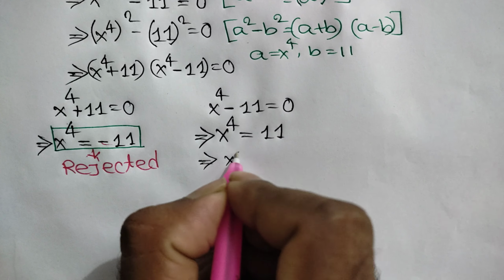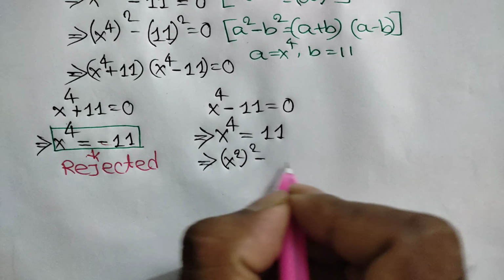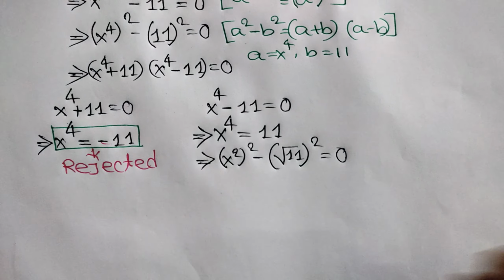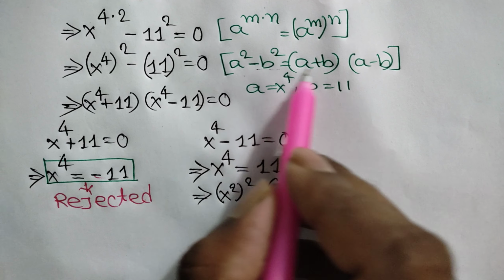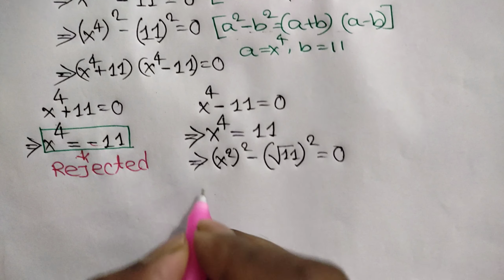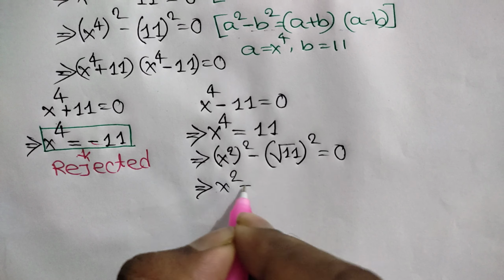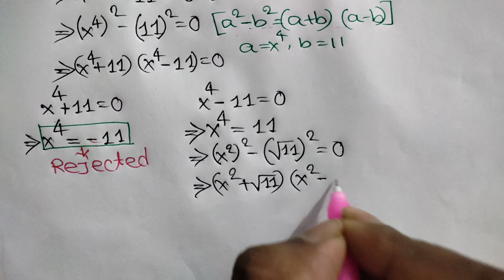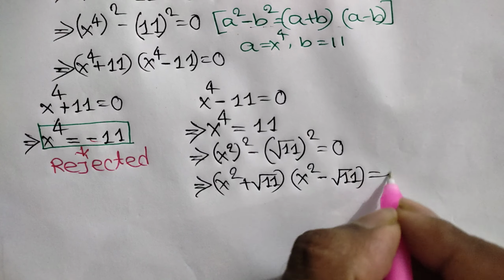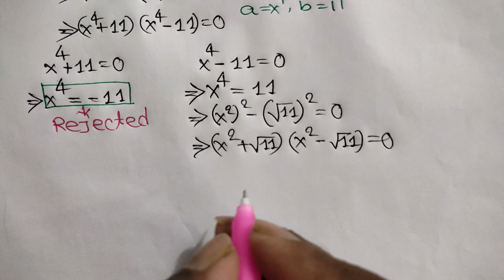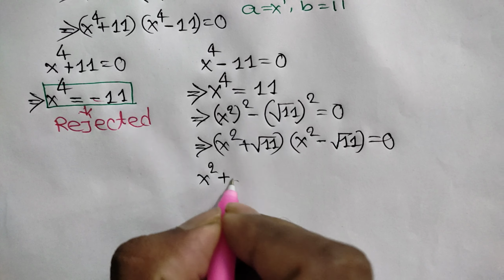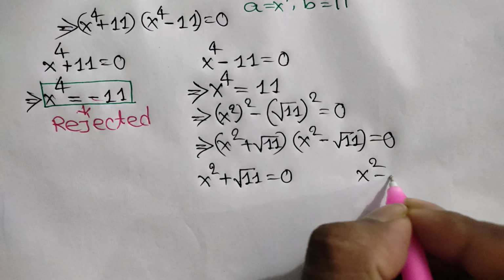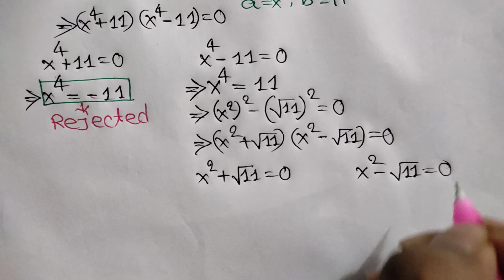Here we can write x square whole square minus square root of 11 whole square is equal to 0. Again we can apply this formula. So we can write here x square plus square root of 11 times x square minus square root of 11 is equal to 0. Again we have two solutions. So we can write here x square plus square root of 11 is equal to 0 or x square minus square root of 11 is equal to 0.